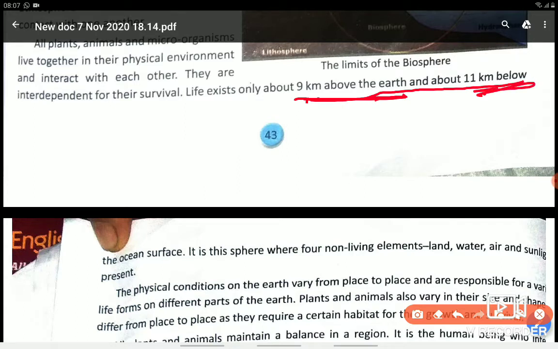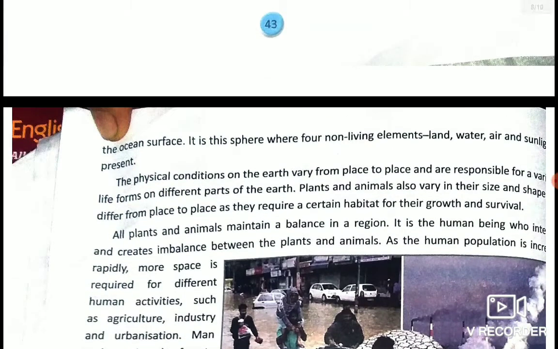It is in this sphere that four non-living elements, land, water, air, and sunlight, are present. Yes, here is the biosphere where all non-living things are present: land, water, air, and sunlight. And these are essential for life. Physical conditions on the earth vary from place to place and are responsible for varying life forms on different parts of the earth.